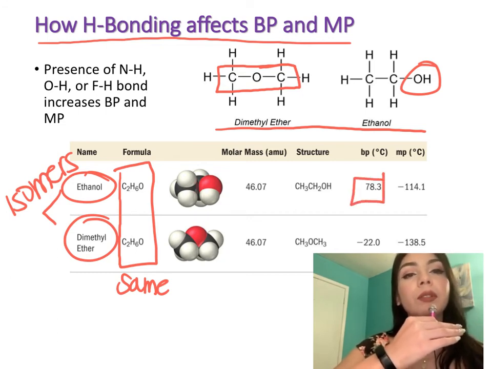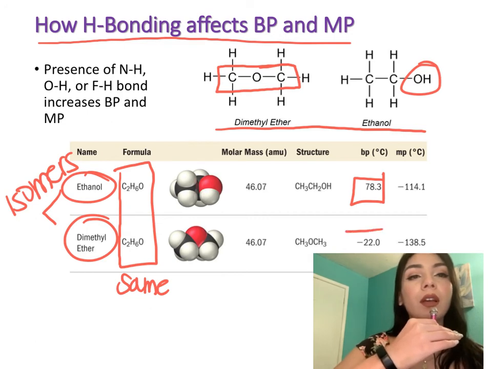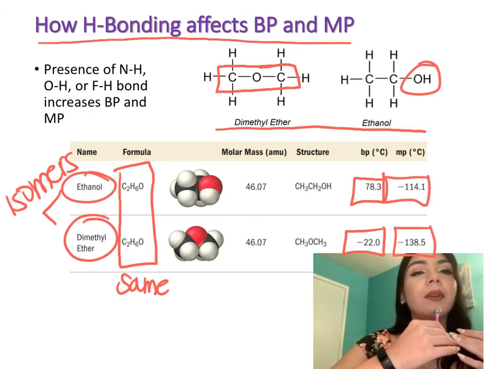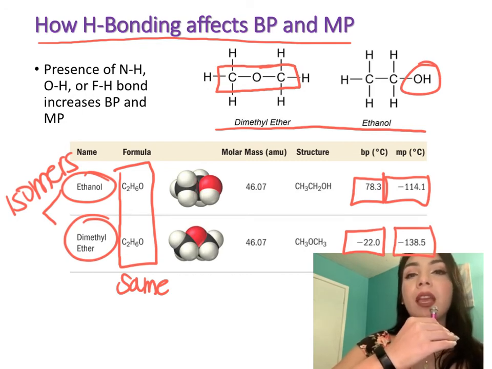So look at the difference between the dimethyl ether and the ethanol boiling point. It goes from -22 for dimethyl ether all the way to 78. So it increases almost 100 degrees. Am I reading that right? And then the melting point goes up, not as much, but still, the melting point and boiling point are higher whenever you have a possibility of hydrogen bonding.